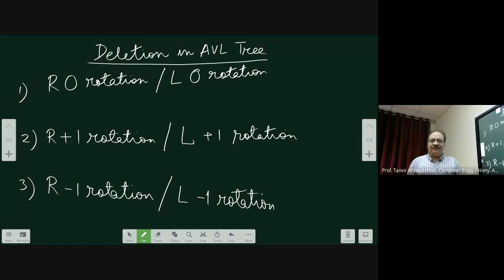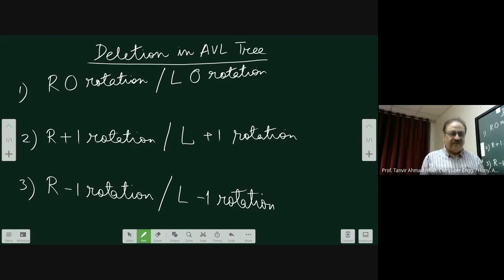Now, when I say R0 and L0 are the same, one is because of the right, and the second is because of the left. Therefore, the rules for them are the same, just like LL and RR. And the rest two are also the same: R plus 1 and L plus 1 are the same. Similarly, R minus 1 and L minus 1 are the same. Now, we'll try to discuss these cases.